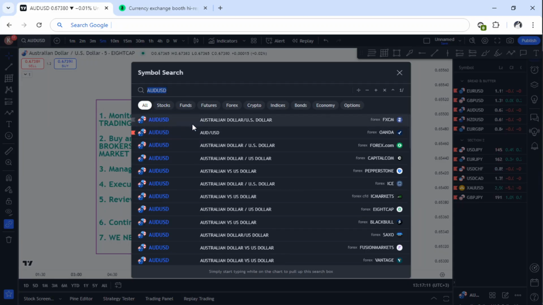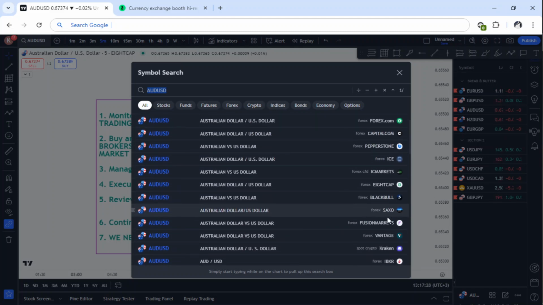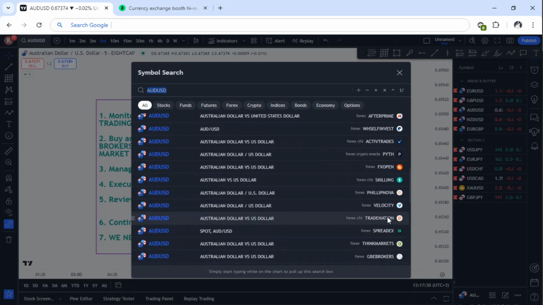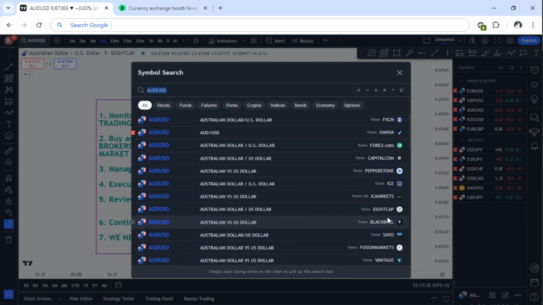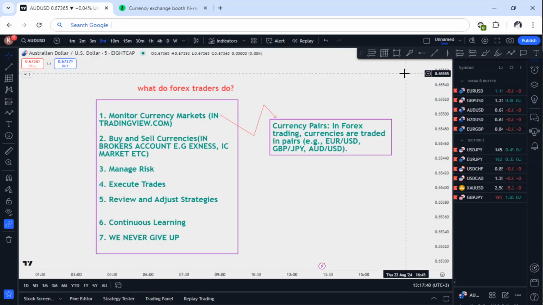Like in this case, if you search euro dollar, these will be the brokers. Don't mind them, they're showing the same thing, only on different websites. These are brokers: FXCM, Oanda, Forex.com, Capital Market, Pepperstone. All these are different marketplaces, but they are all showing the same results for EUR/USD. So don't worry about these, just click one of them. Mostly people like using Oanda and FXCM.